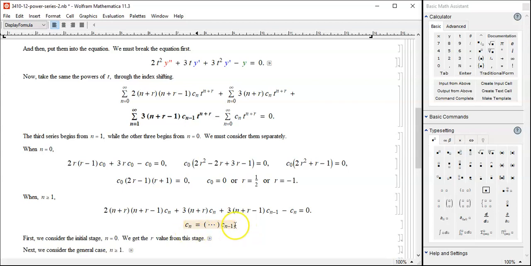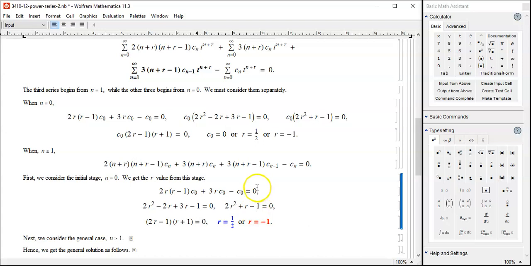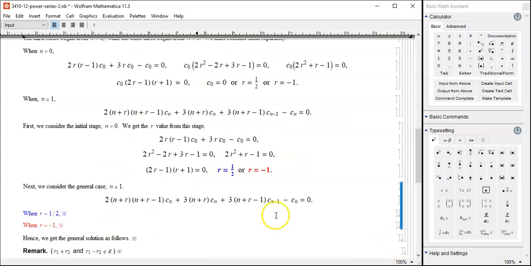So from C0, you're going to get C1. And then from C1, you're going to get C2. And from that C2, you're going to get C3 and so on. Here's a computation. Okay, we already discussed that. From r equals 0, we get r equals 1/2 and r equals -1, okay? All right, for n greater than or equal to 1, we get this recursive equation.